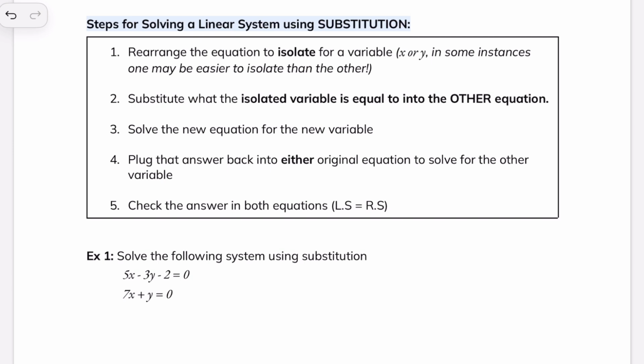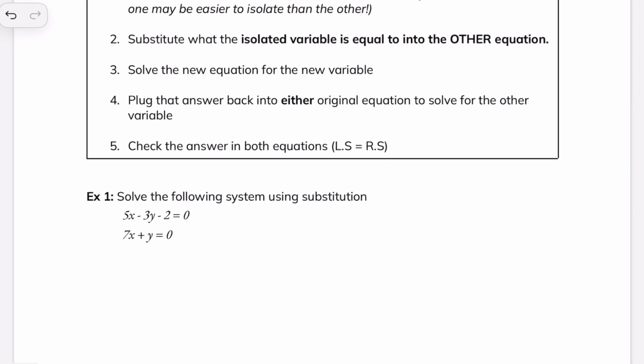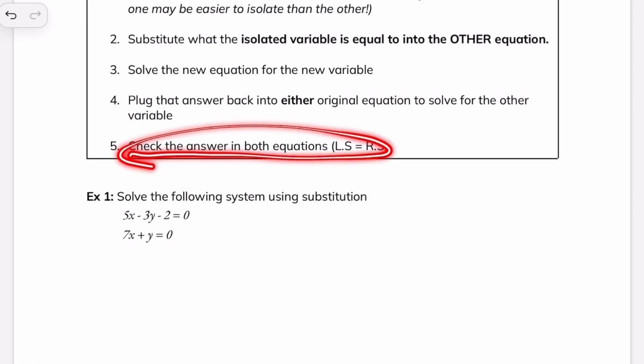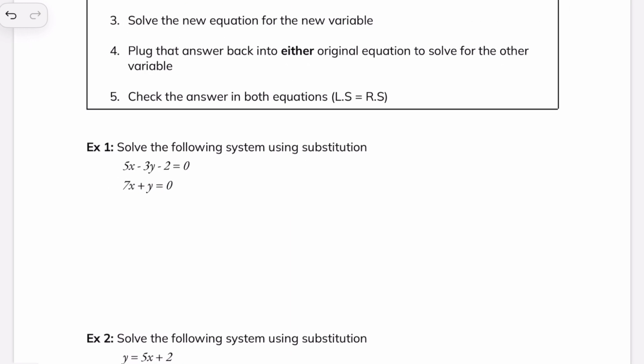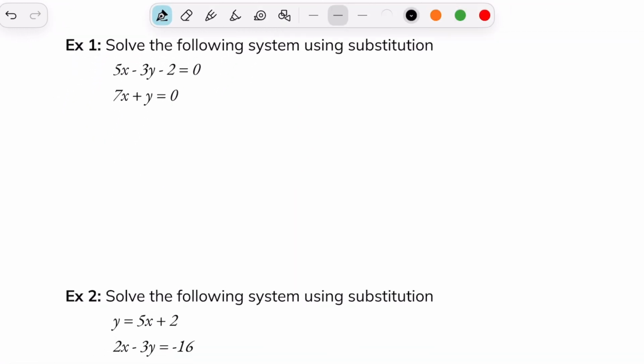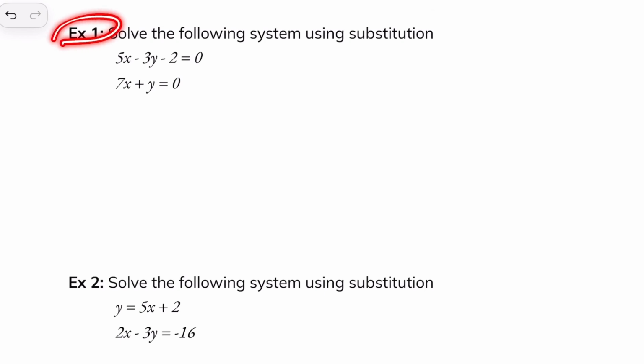Once you substitute that, you're going to solve the new equation for one variable, and then plug that answer back into the original equation and solve for the other variable. You can also check your answer using the left-hand side, right-hand side check, and that's very helpful on a test or a quiz because then you'll know whether your answer is right or not. So let's get started with some examples.